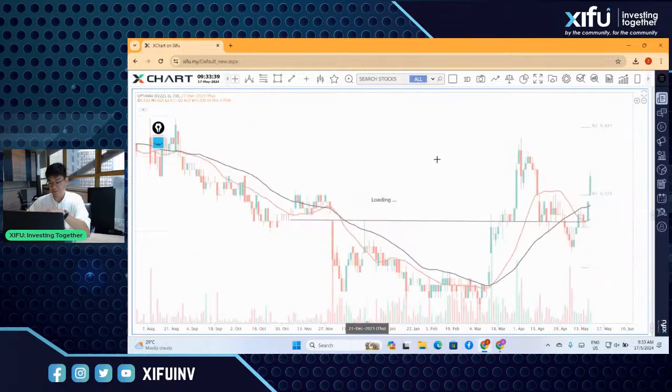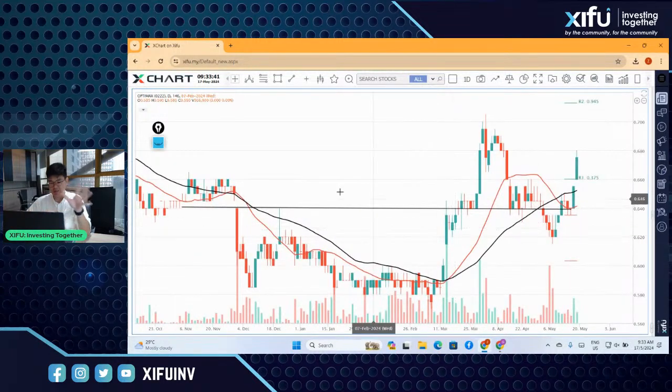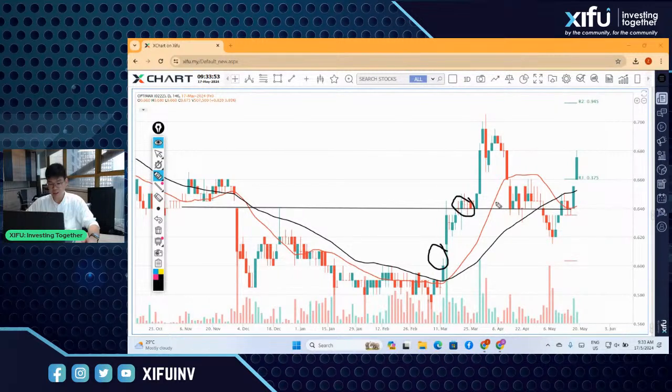Now, Optimax. I remember that I posted previously, but the time I posted was back in March. If not mistaken, if you look into the XIFU opinion column, I think I posted somewhere around here after it gapped up. Very nice one over here. Then it closed the gap, broke up further with increasing volume. Now this is the one causing a little bit of problem, which is the resistance area.